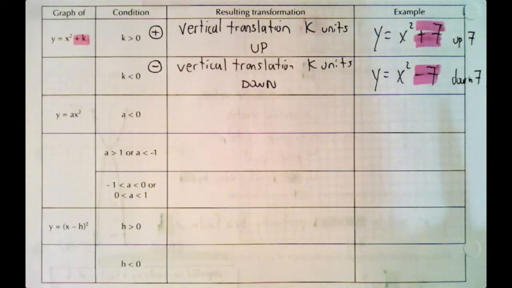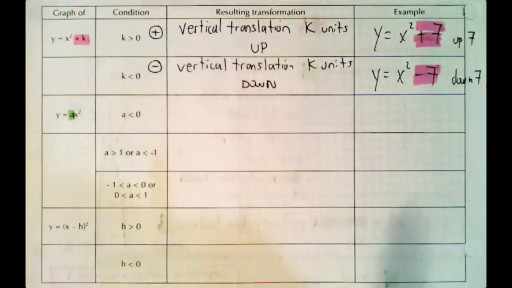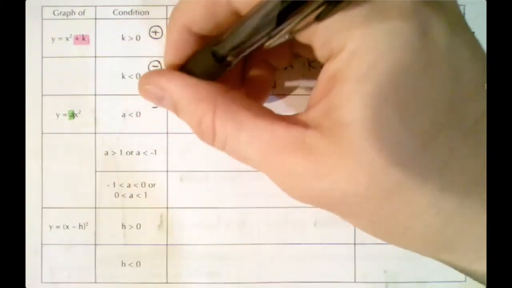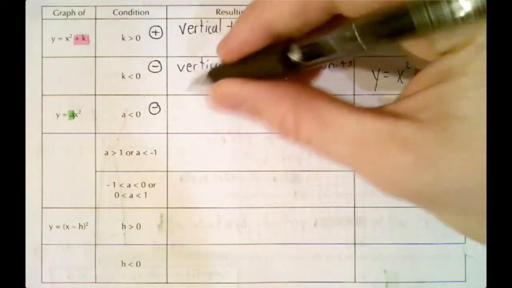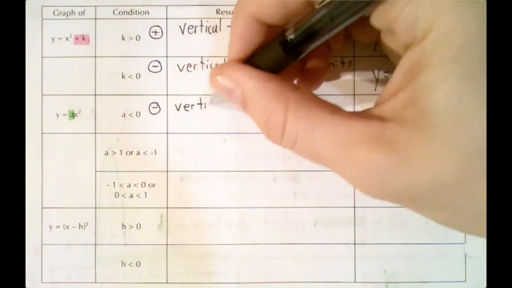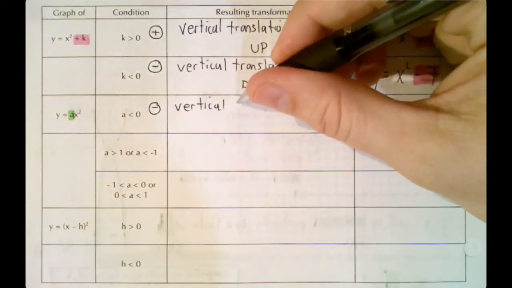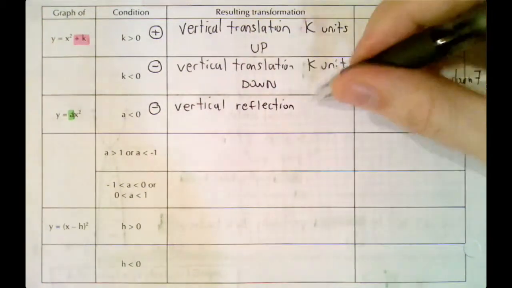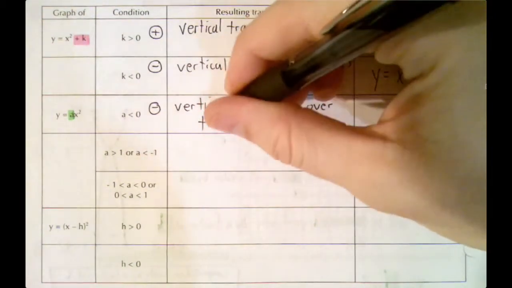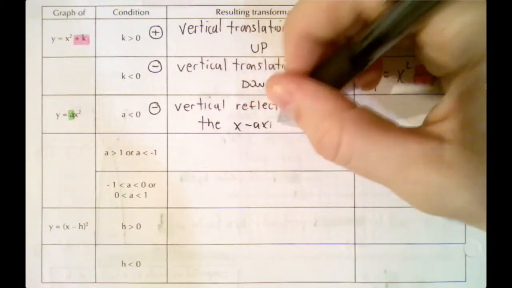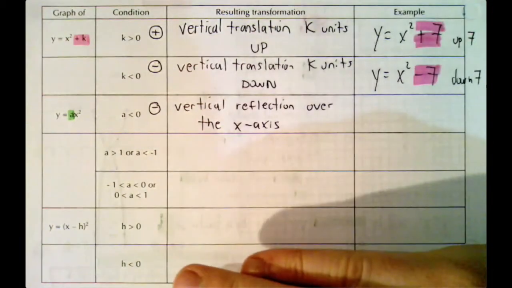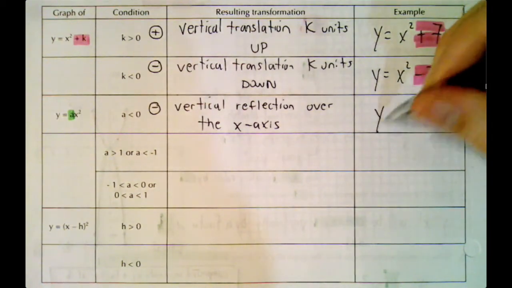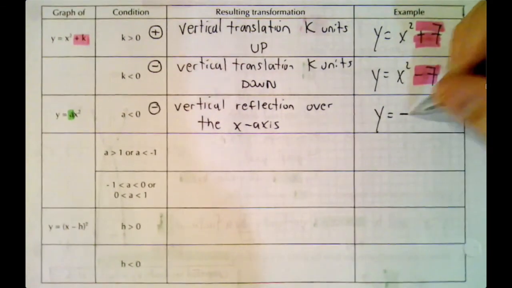A was a little tricky. Let's just start with A. What color did I use for A? I think I used green. Let's first talk about if A is negative. So if A is a negative number, that's going to be a vertical reflection. So that's where we flip the graph. And we kind of talked about that one from the beginning of the unit. It's called a reflection over the x-axis because it flips from top to bottom. And that would be like if we had something like this, y equals negative x squared.